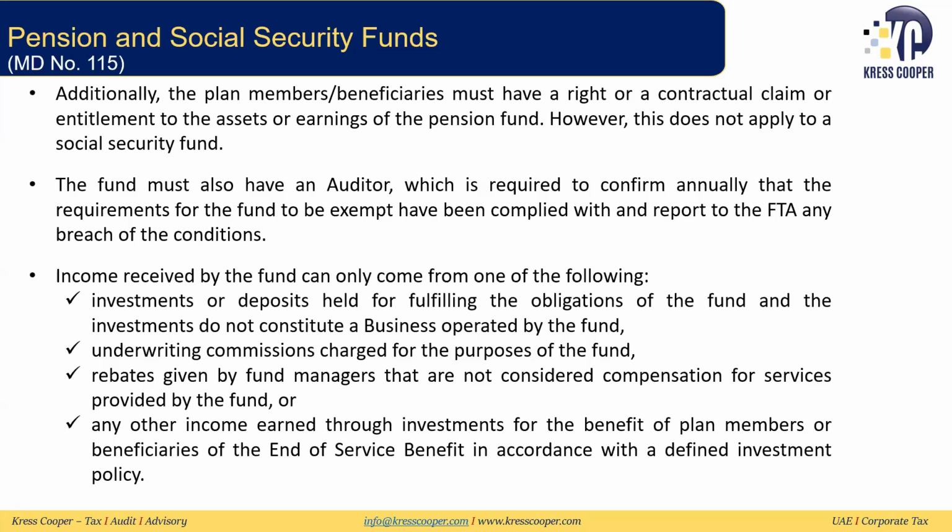So now, income that is received by the fund can only come from one of the following categories so that the exemption will be available. That is investment or deposits held for fulfilling the obligation of the fund, and the investment does not constitute a business operated by the fund. Underwriting commission charged for the purpose of the fund.